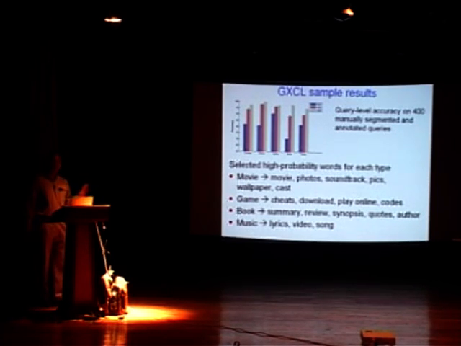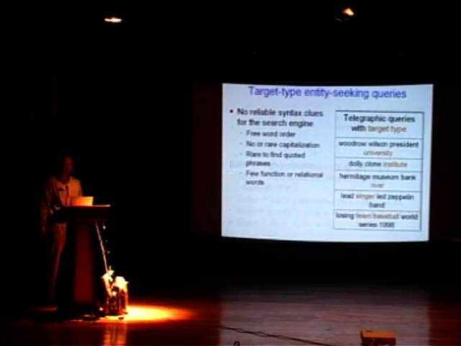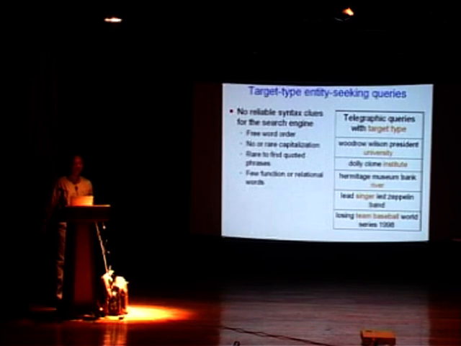But that's the first kind of queries, where you're actually mentioning an entity directly in the query. Perhaps an even more challenging set of queries is where the category is implicit in the query, and you're looking for the entity. You don't know what the entity is. And there's no reliable syntax clue for the search engine. The word order is relatively free because you're sending a telegram to the search engine at great cost. Capitalization is not there, or it's very rare. No one types capital N for new and capital Y for York anymore. The search engine is supposed to know that.